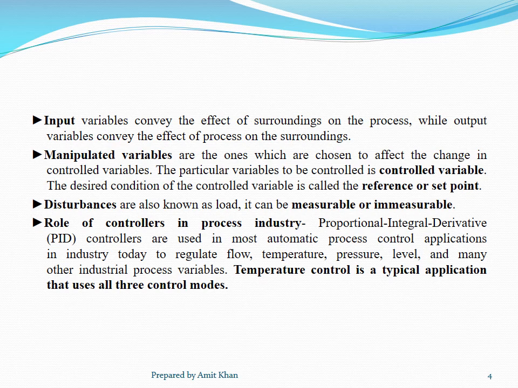Now comes the roles of controllers in the process industry. Basically, proportional integral derivative, that means PID controllers, are used in most automatic process control applications in industry to regulate flow, temperature, pressure, level, and many other industrial process variables. Temperature control is a typical application that uses all these three controllers.